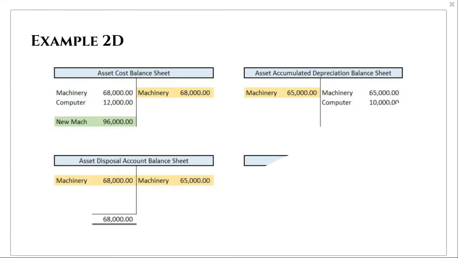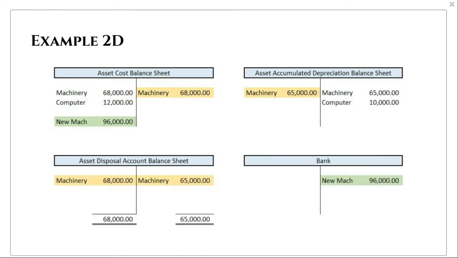Now, in terms of the new machinery, even though it's going to cost £100,000, we're not going to spend £100,000 because we've got a part exchange of 4. So what's going to go through our bank is £96,000. So the £100,000 minus the £4,000. So we're going to credit the bank with £96,000 because that's what we're paying for today, and then we're going to debit the asset cost account with £96,000.